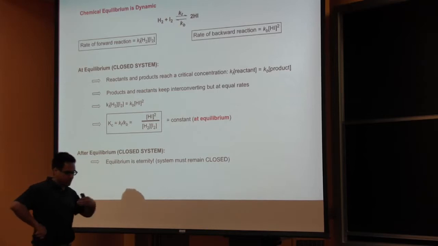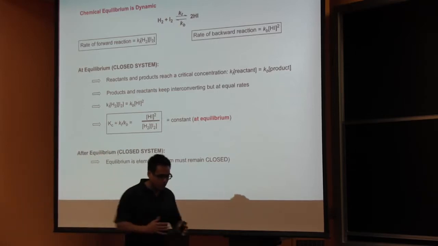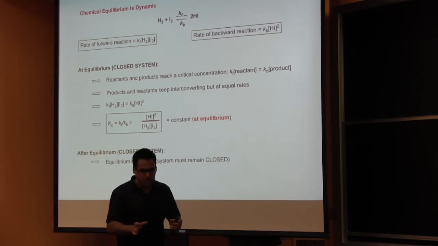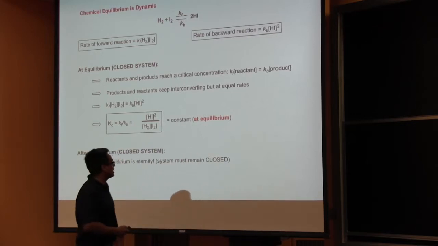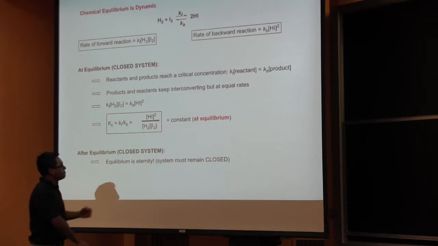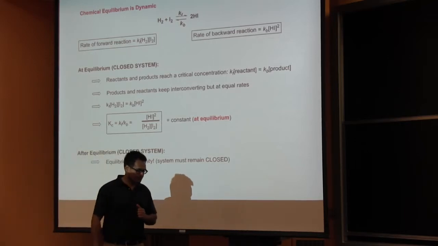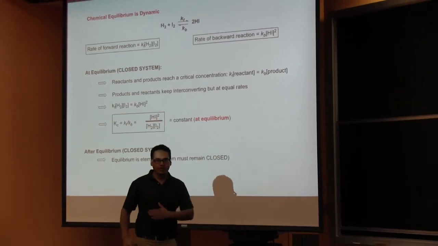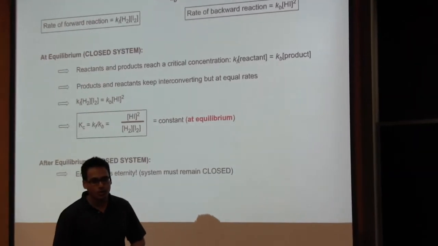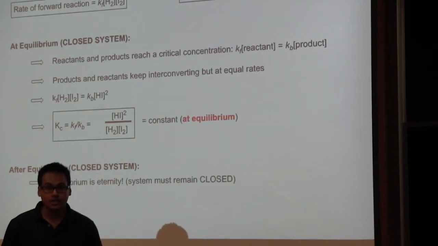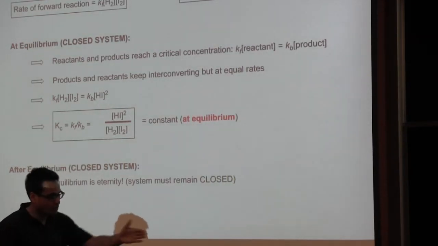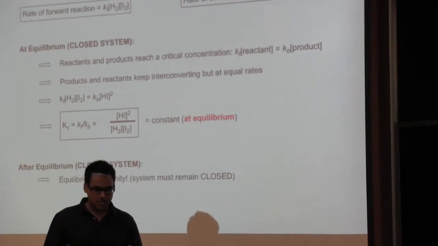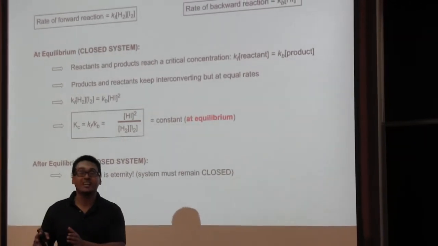The forward reaction keeps going until it reaches equilibrium, where there's a critical concentration of the starting material and product such that the rate of the forward reaction balances the rate of the backward reaction. And notice the word balances. That means the reaction is still going. It will be wrong to say that at equilibrium, the reaction has stopped. At equilibrium, the forward reaction and the backward reaction happen at the same rate, such that the concentration of the species does not change.